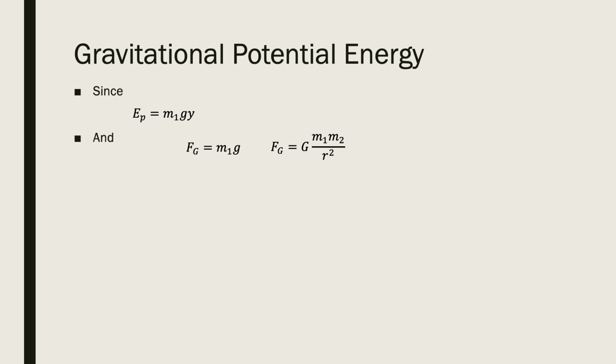Now, theoretically, each of those forces should equal each other. So therefore, if we wanted to solve for the acceleration due to gravity at any location, we can just cancel out our mass ones, and we get this formula for our acceleration due to gravity.